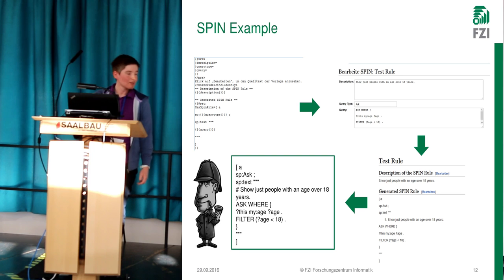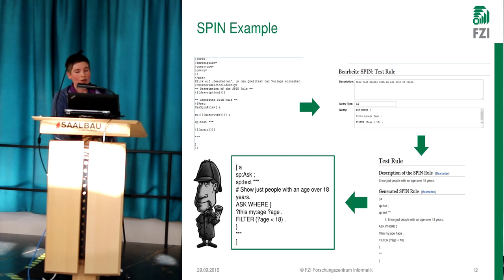And here is an example with SPIN. On the left side, we have used a template. So this template annotates our SPIN rule, and it also gives a description of what the SPIN rule is doing. And this template is assigned to a semantic form.